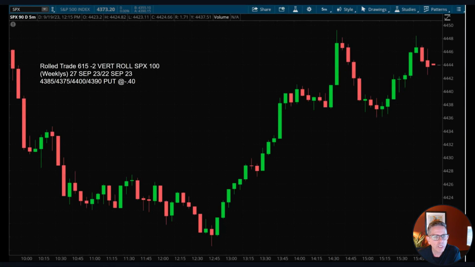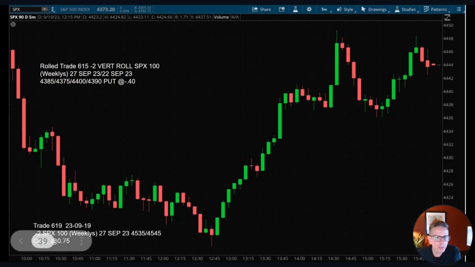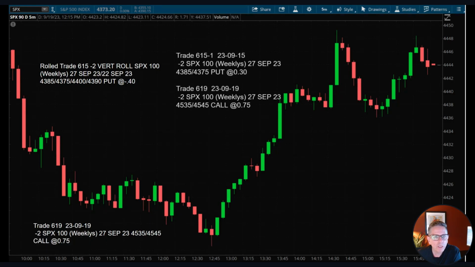Okay, and so here we rolled the trade, the put spread, because the market was going down, and then we basically put on a call spread, a new position, and so now we have a rolled position. You can see the -1 here, and we have a 30-cent credit there, and we have a 75-cent credit based on the closing of that other position. So we have a new trade there. So now our premium is $1.65.